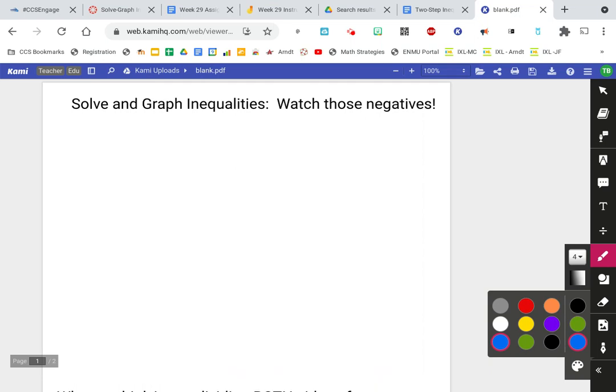So this is going to be our second day solving and graphing inequalities. And I told you yesterday that solving inequalities is almost exactly like solving equations, but there is a slight and pretty important difference. So I want to help you understand what's making the difference here. So remember that when we are working with inequalities, we want to do the following. We want to maintain a true statement.